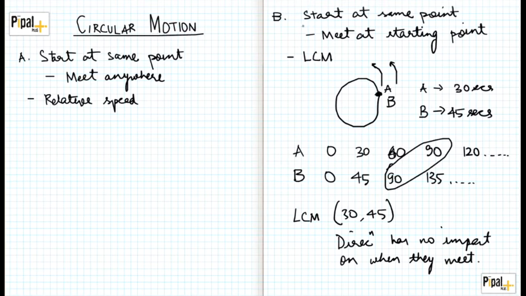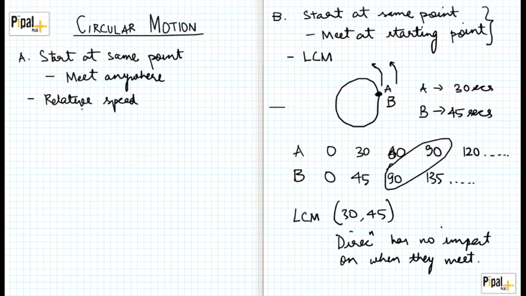So this is a fairly straightforward thing to approach: finding out when two people running around a circle in the same direction or opposite directions meet at the starting point. The answer is just going to be finding the LCM of their respective times to complete the circle.